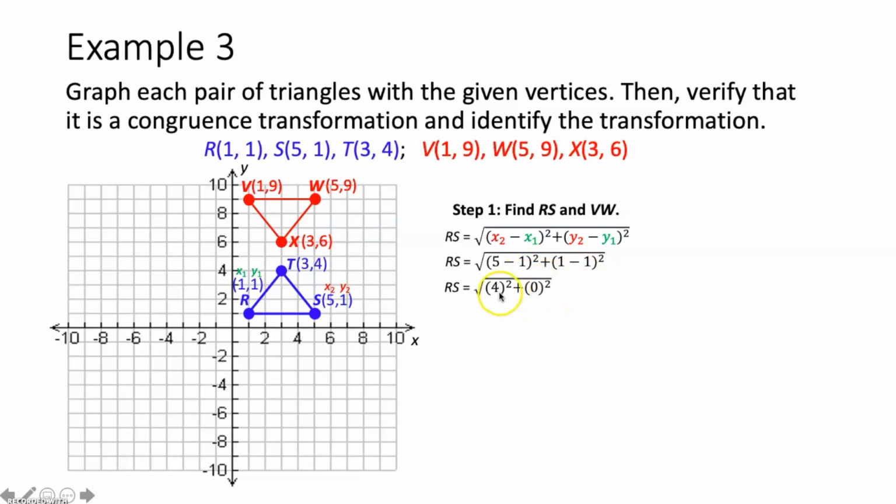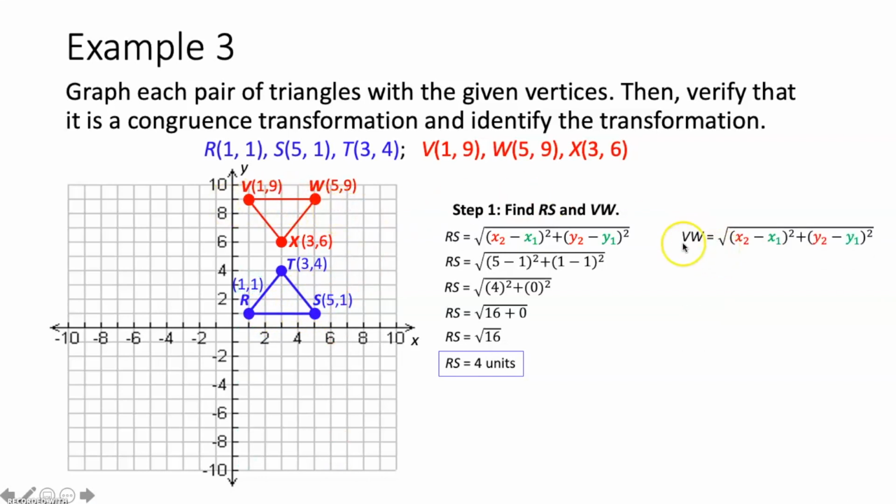So 0 squared is 0, 4 squared is 16. What's the square root of 16? That's going to be 4. So the measure of segment RS is 4 units. And really, you could have just counted since it's a horizontal line. Anytime you have a horizontal line or a vertical line, you can just count 1, 2, 3, 4. Look at that. Now let's find the measure of segment VW.